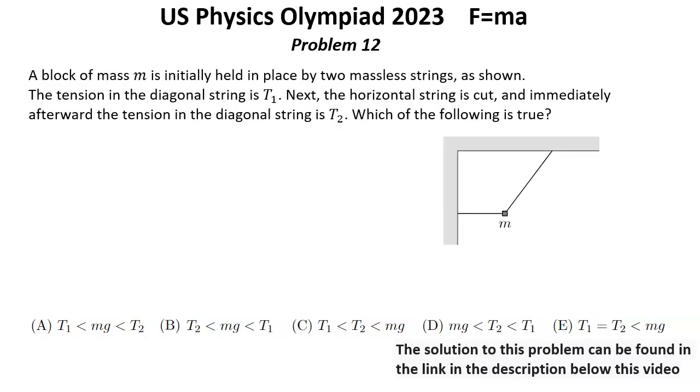Problem number 12. A block of mass m is initially held in place by two massless strings, as shown. The tension in the diagonal string is T1. Next, the horizontal string is cut, and immediately afterward, the tension in the diagonal string is T2. Which of the following is true?